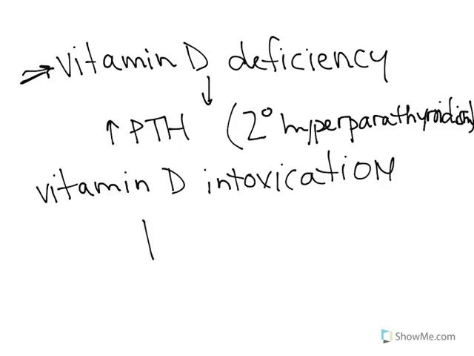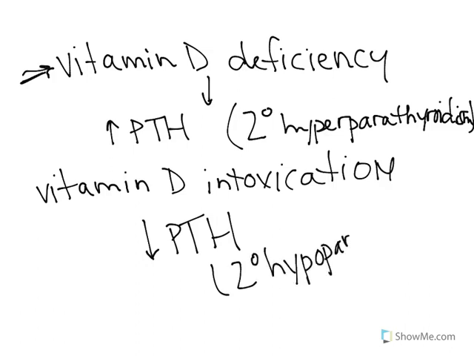What's going to happen is their parathyroid hormone levels would be decreased as a result of it. Because if they take too much vitamin D, their blood calcium levels may start to get too high. It's like, no, we don't want that parathyroid hormone around now. And so parathyroid hormone secretion would decrease, and we'd actually refer to this as secondary hypoparathyroidism.